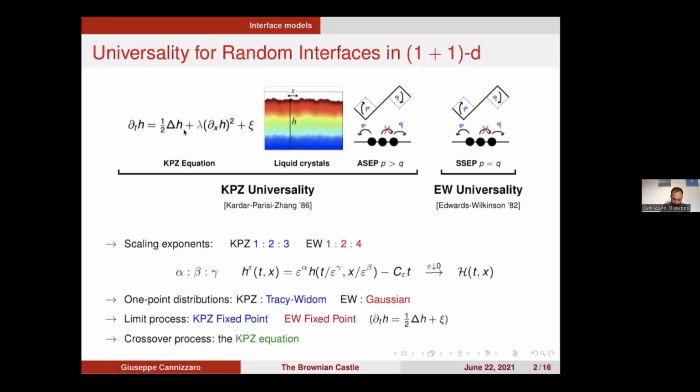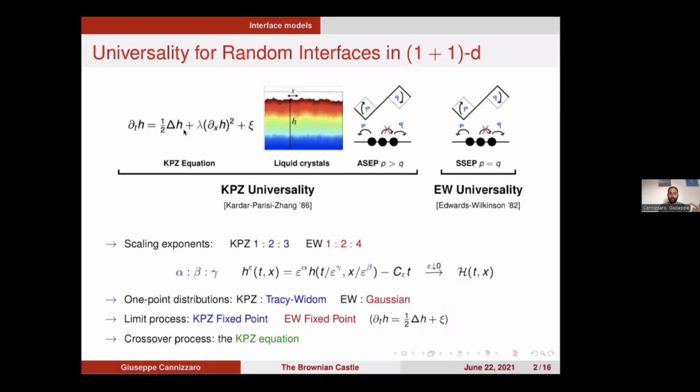And in one case, this is the famous KPZ fixed point, which has been recently characterized. In the case of the Edwards-Wilkinson universality class, the object is Gaussian and is simply given by the solution of the stochastic heat equation, where psi is a space-time white noise. And so these are the three things that you really want to know about these universality classes.